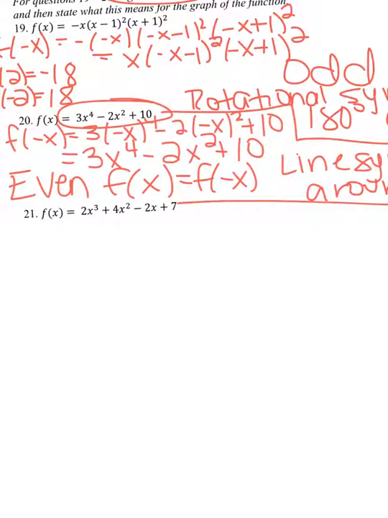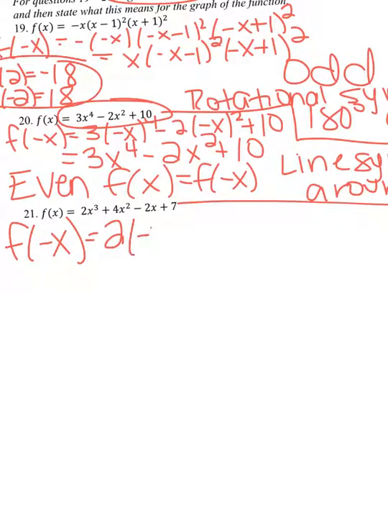Okay, and then last one, number 21, we have 2x to the third plus 4x squared minus 2x. Oh, plus 7, I'm sorry. So I'm going to plug in negative x. I have to plug in negative x. So everything I'm writing, I have to, except for this piece up here. That's for your own knowledge. So I'm going to plug in negative x.